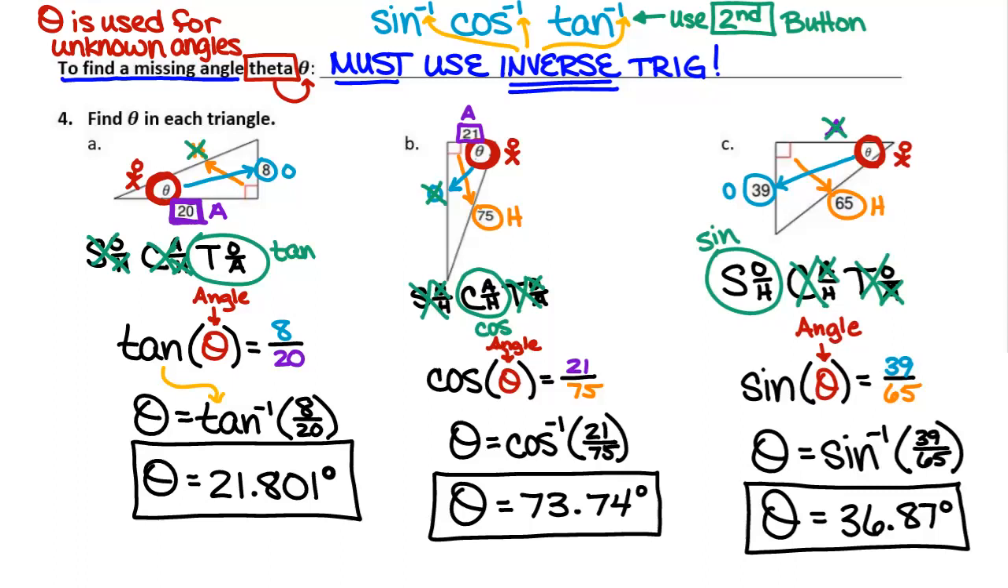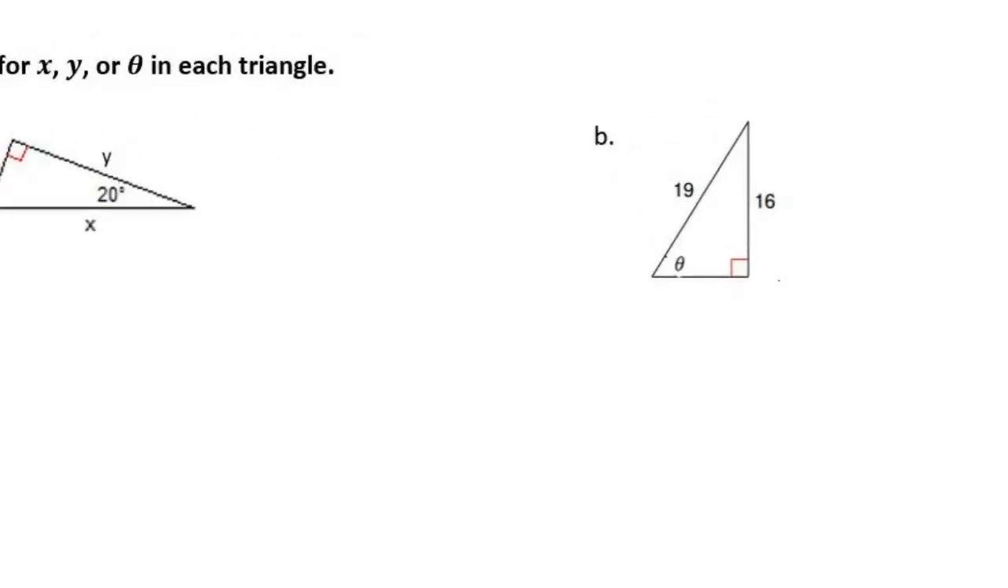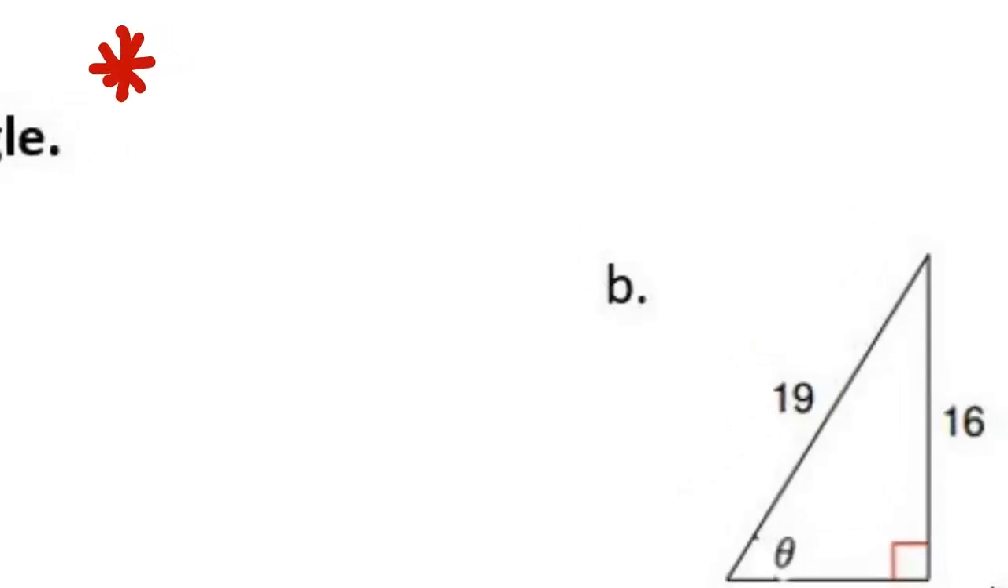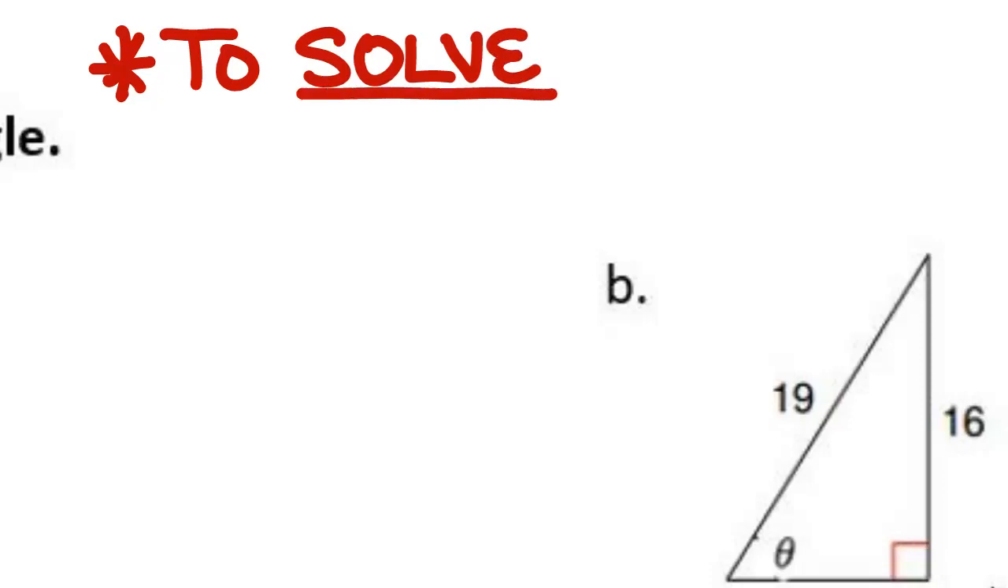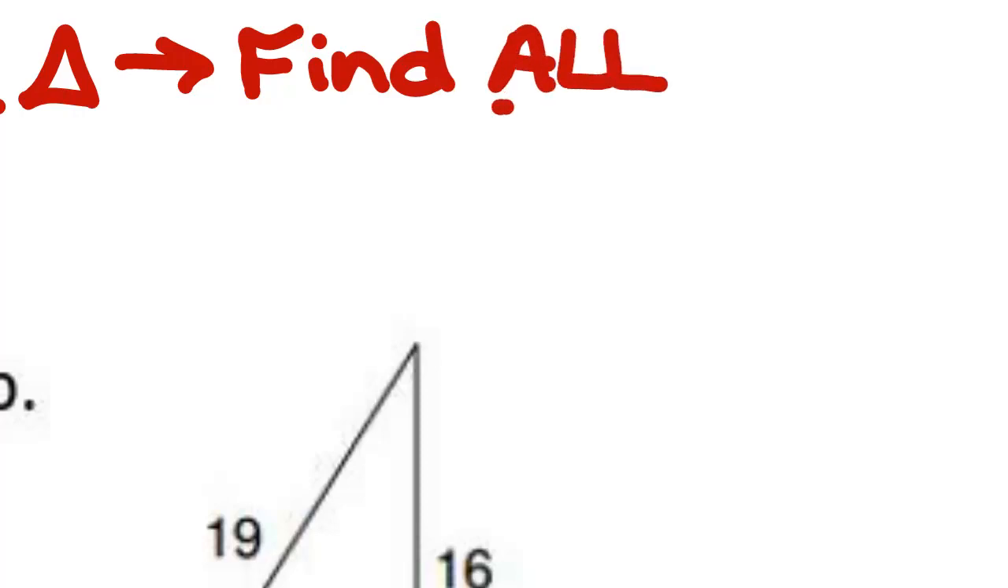So now I want to put everything together that we have learned so far. So looking down at number 5, we are going to find all the missing pieces they're asking us for. Now there is one thing that I want to talk to you about because it shows up on your homework. You have directions on one of the homework problems that says you are supposed to solve the triangle. When it says to solve a triangle, what it means is to find all the missing sides and angles.